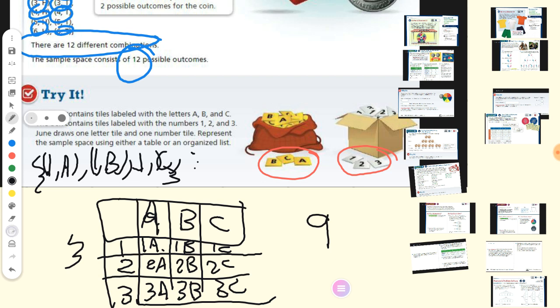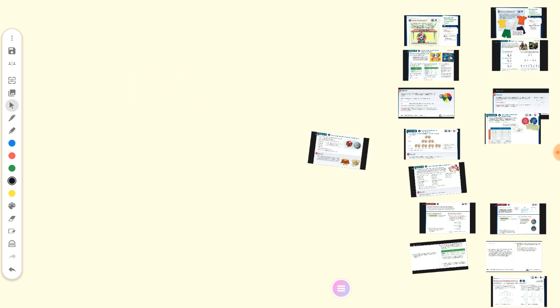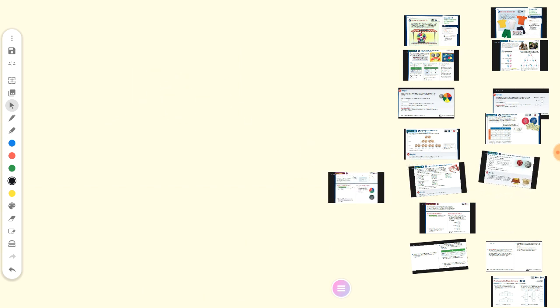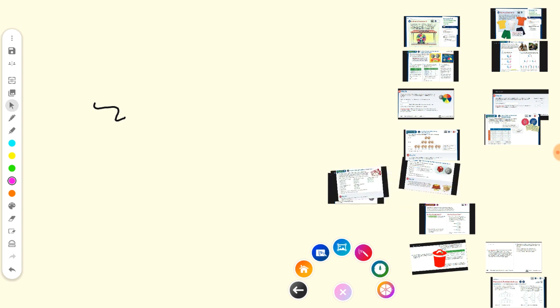Another example. Okay. So, it's easy to calculate it. Okay. I think there's something wrong with this one.